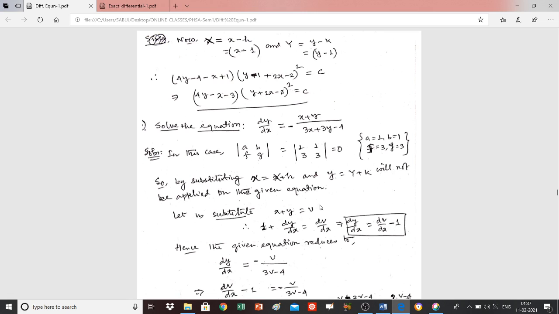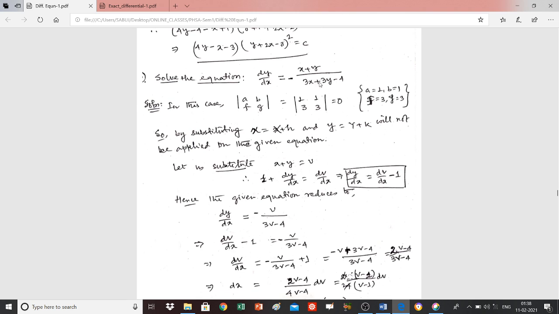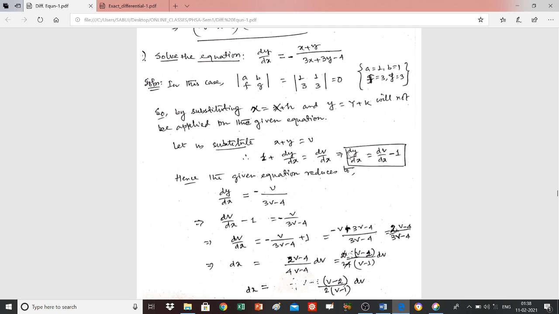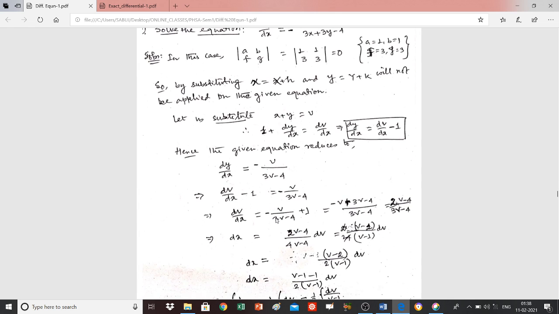You know that this v is also a function of x, so from here dy by dx is equal to dv by dx minus 1. Now substitute the value of x plus y here. So from this expression you can write dy by dx is equal to minus v by 3v minus 4. Now dv by dx minus 1 is equal to minus v by 3v minus 4. So from here dv by dx is equal to minus v by 3v minus 4, plus 1. Just simplify this.